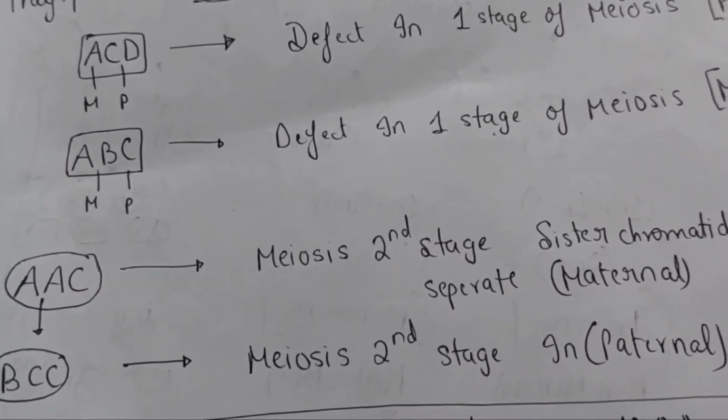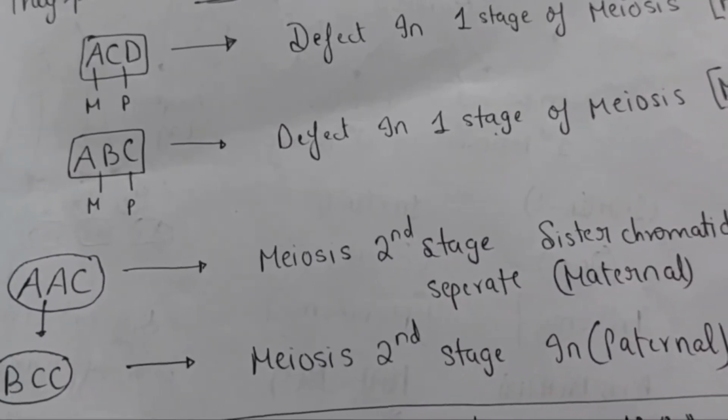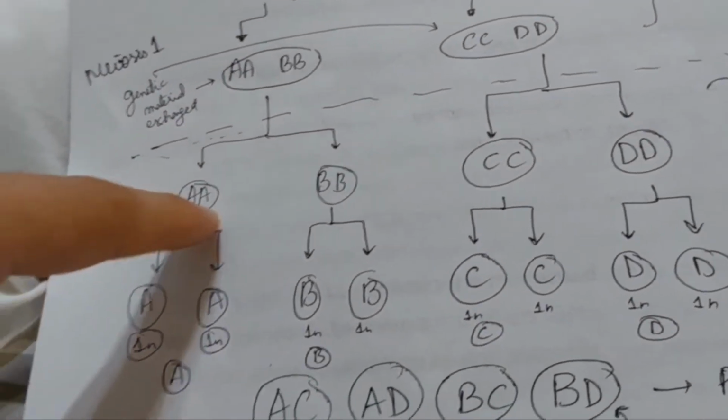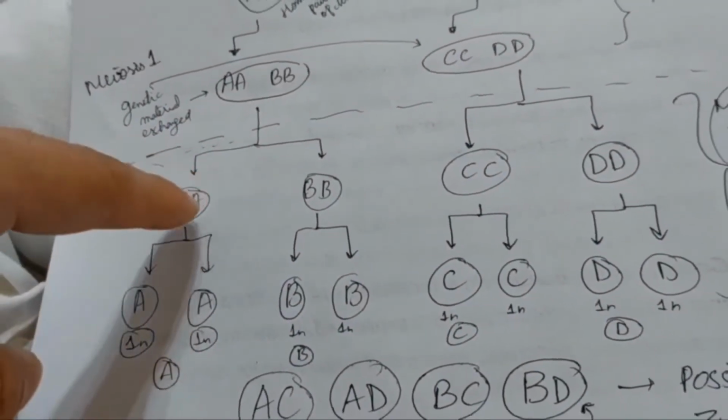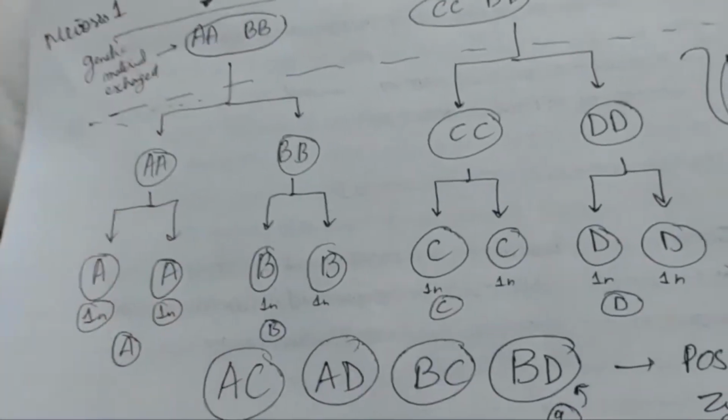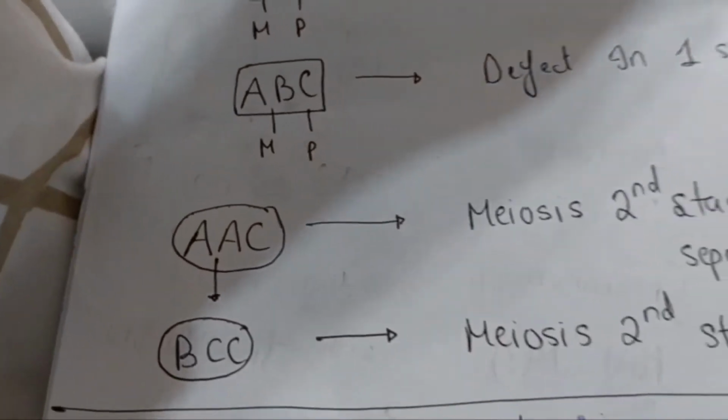Why? Because the mother had A and B, so most probably AA came from the mother. So there was a disjunction problem here during stage 2 of meiosis. AA didn't separate as A and A, but came together as AA, and that AA combined with the C formed the AAC genotype that we saw here.